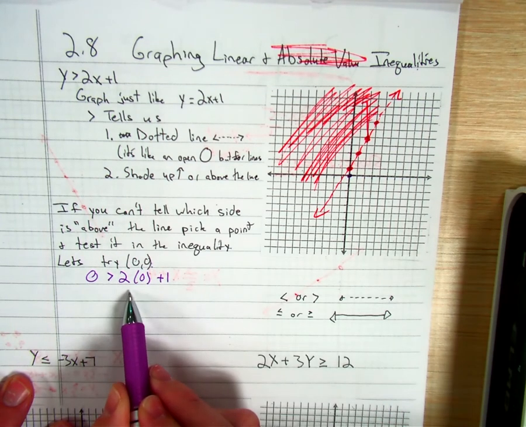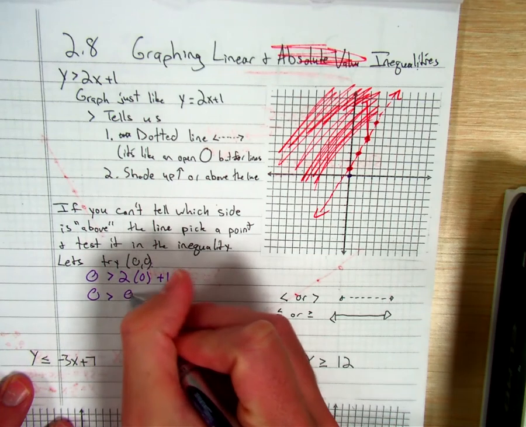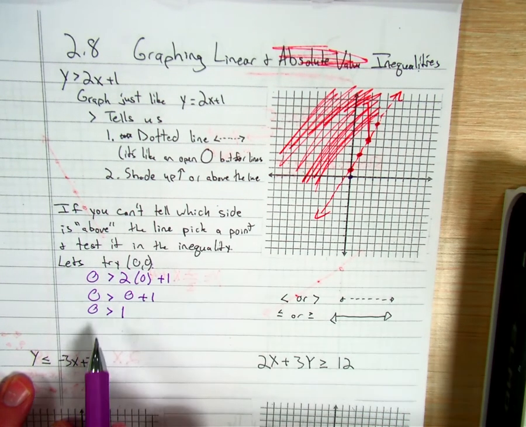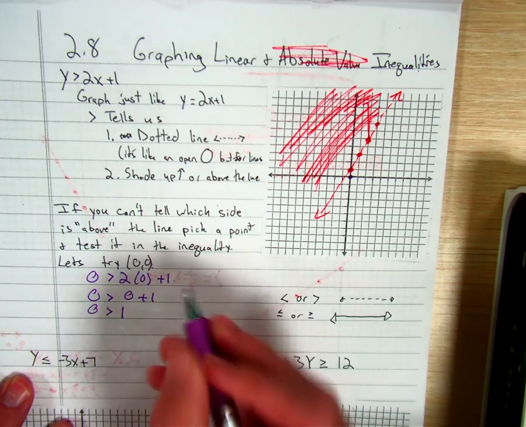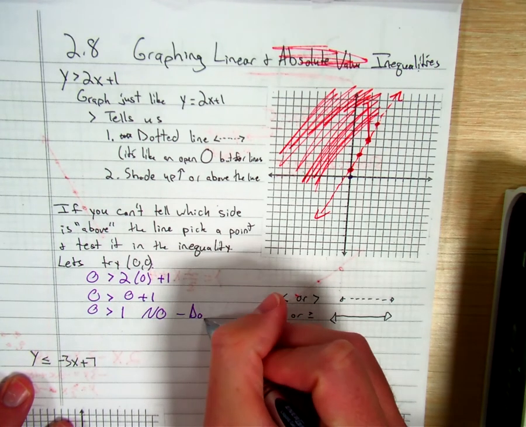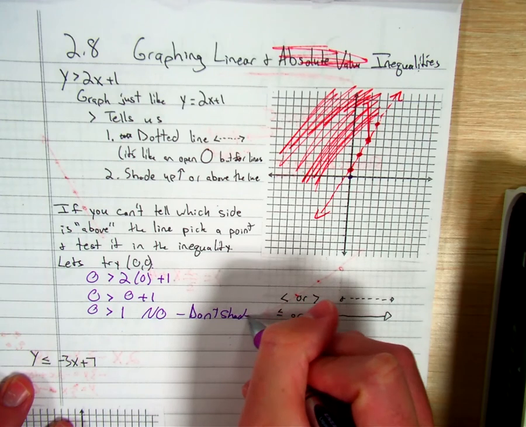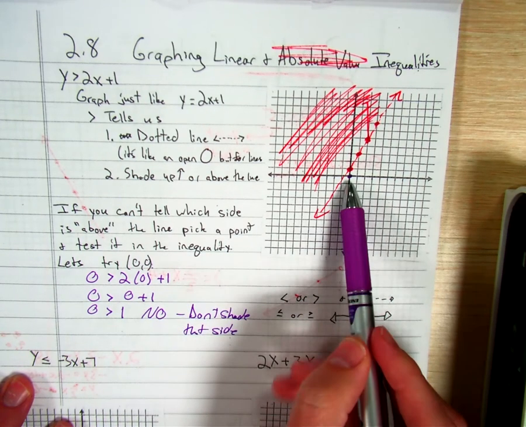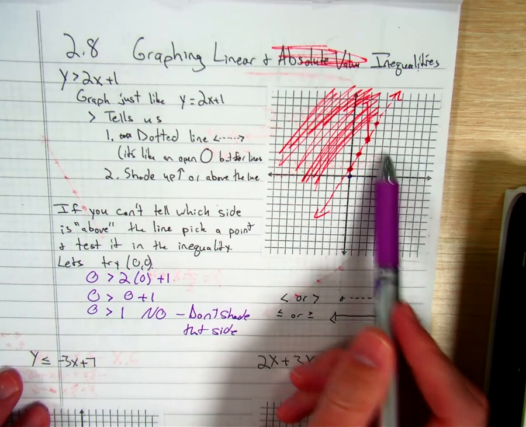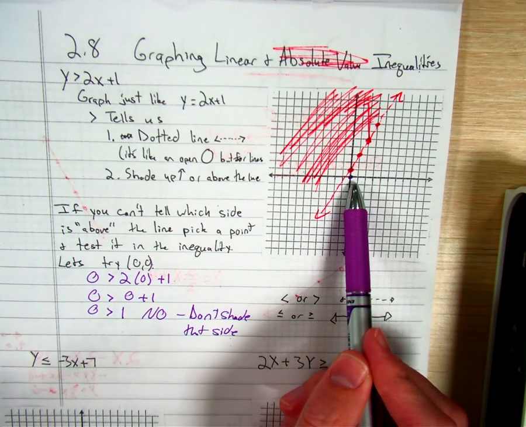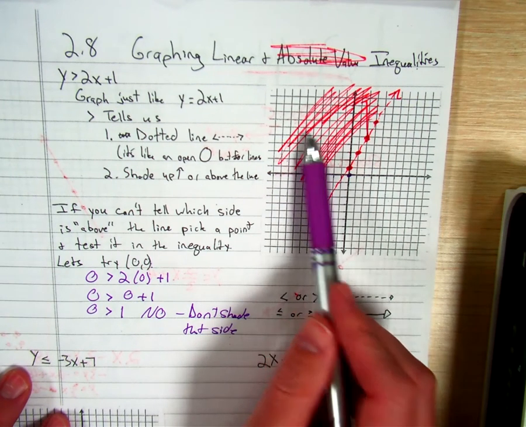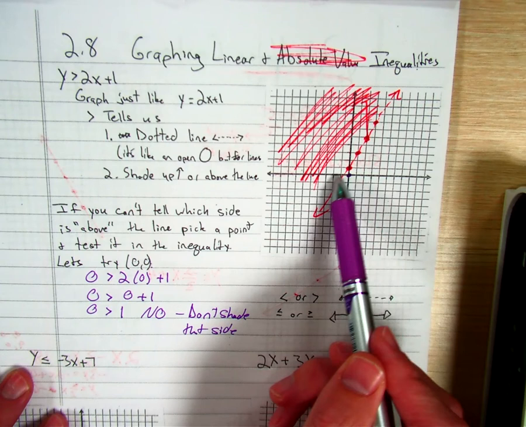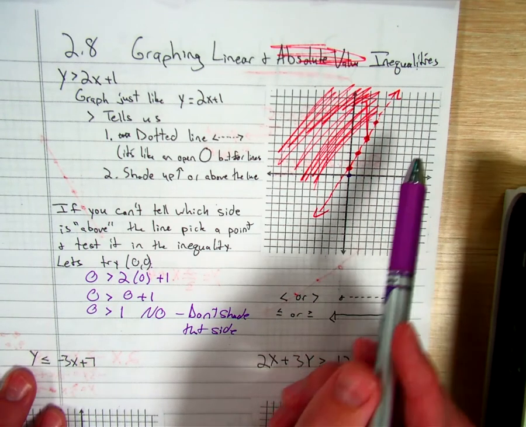2 times 0 is 0. And 0 plus 1 is 1. Is 0 greater than 1? No. So don't shade that side. If it would have been true, yes, that's what we want. We shade that side. If it's not true, then we don't shade this side and shade the other side. If you would test out any point over here, it would work. If we test out negative 2, 10, it's going to work.